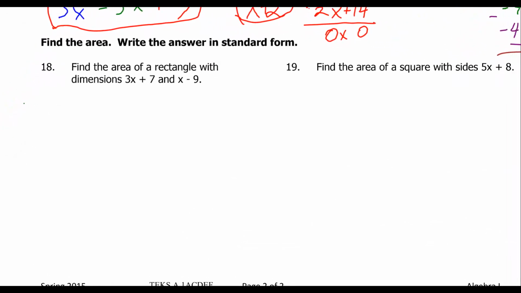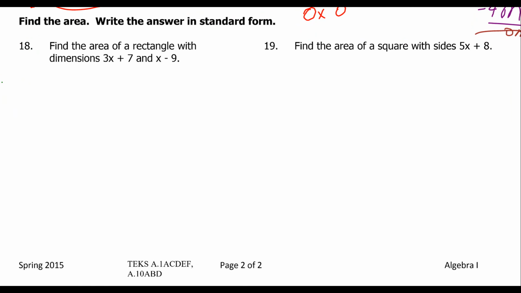All right. Last two problems. Okay, two little word problems. First one says to find the area of a rectangle with the dimensions 3x plus 7 and x minus 9. It doesn't really matter which one you pick to be the length, which one you pick to be the width. All that we know is that area equals length times width. That means that we multiply the two dimensions of the rectangle together to give us the area.